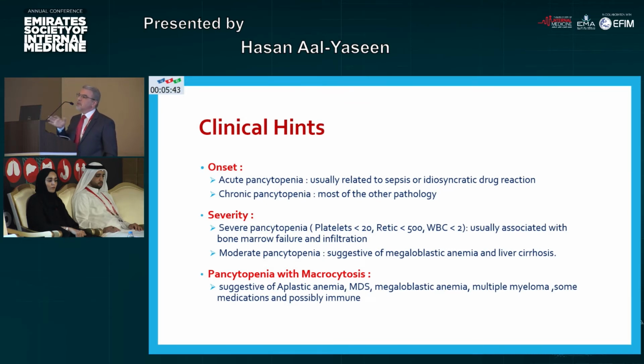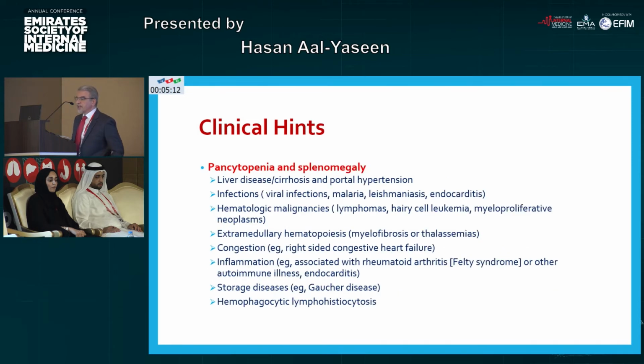Having said that, just remember that in megaloblastic anemia specifically, they may present with severe anemia, reaching even 2. We have seen cases of megaloblastic anemia patients attending the emergency with a hemoglobin of 2. However, the platelets and the white blood cells are not usually so low. So the platelets will be in the area of 40 to 70. Now, macrocytosis with pancytopenia, you should think about aplastic anemia, MDS, megaloblastic anemia, probably multiple myeloma, some medications leading to pancytopenia like hydroxyurea, and possibly immune.